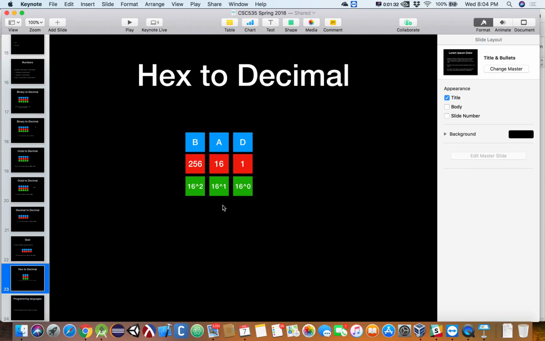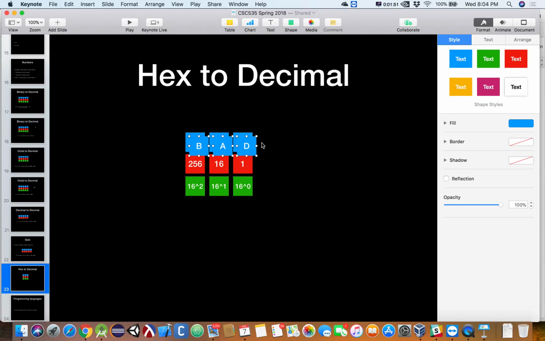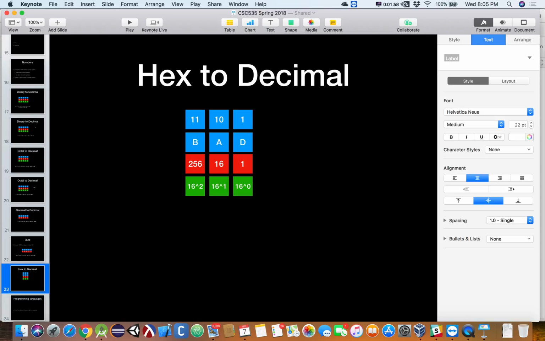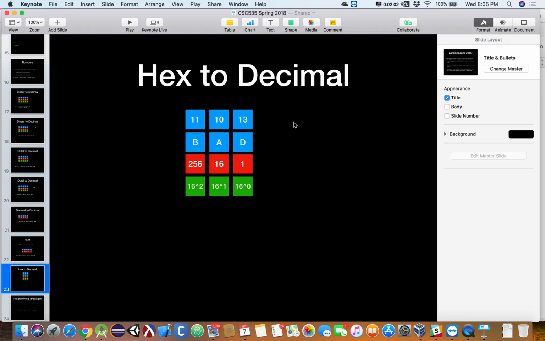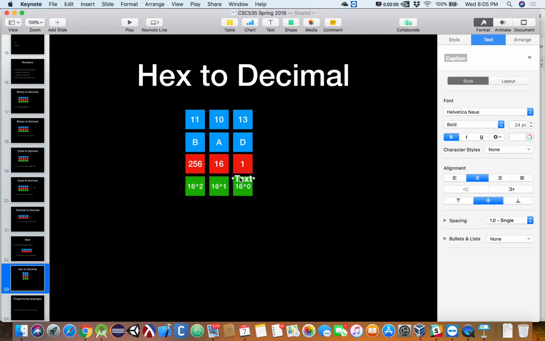All right, so the first thing you need to do is you need to convert the letters into the numeric equivalent so we can do math. Because you can't say D times 1. That doesn't make any sense. Right? So a D is a 13. So if we rewrote this, BAD is actually the value 11, 10, 13. Make sense?